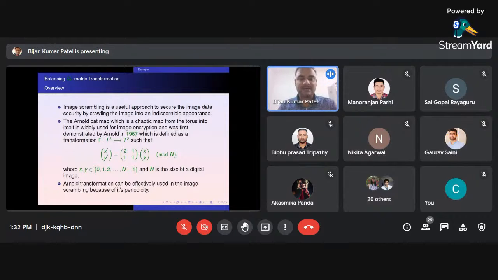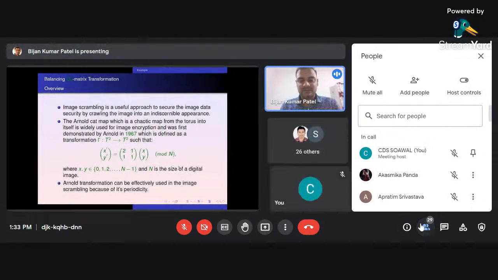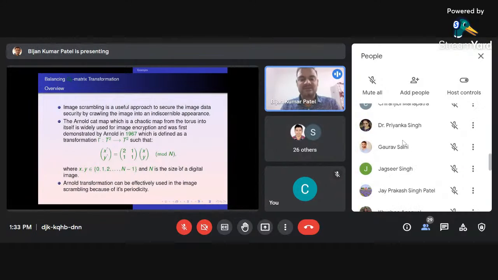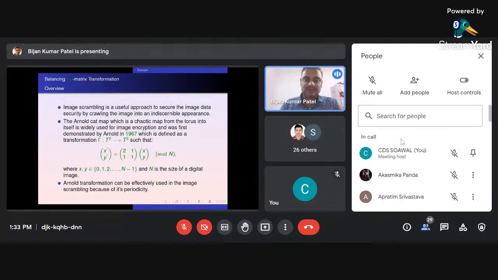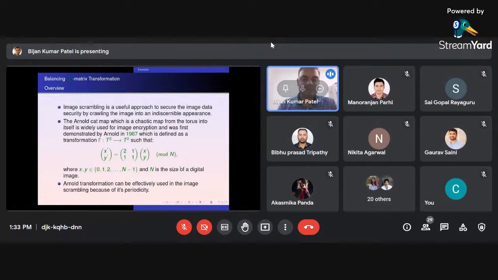Arnold introduced it in 1967, and this Arnold transformation is nothing but a mapping from T square to T square, such that x dash y dash is equal to the matrix 2 1 1 1 times x y modulo capital N, where x y lies between 0 and N minus 1, and N is the size of a digital image. So here Arnold has considered the matrix 2 1 1 1. Arnold also showed that it can be effectively used in image scrambling because of its periodicity.